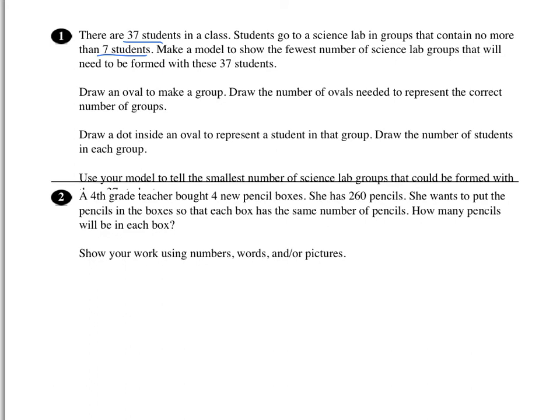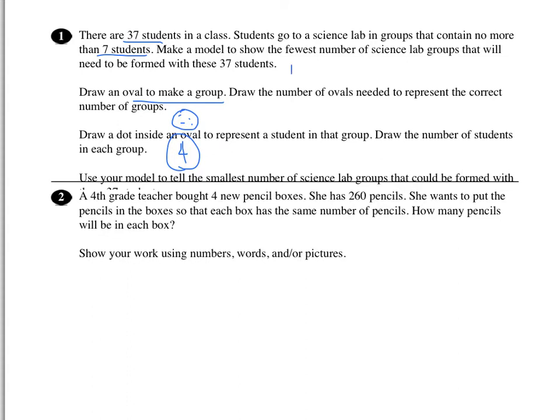It says draw an oval to make a group. So what you would do is you would draw the oval and you could put the group number in there. The dot inside represents the student in that group. You can either put the dots for your students or you can put the number. So if I wanted to make groups of 4, that would be fine too. So you're going to draw the number of students in each group.